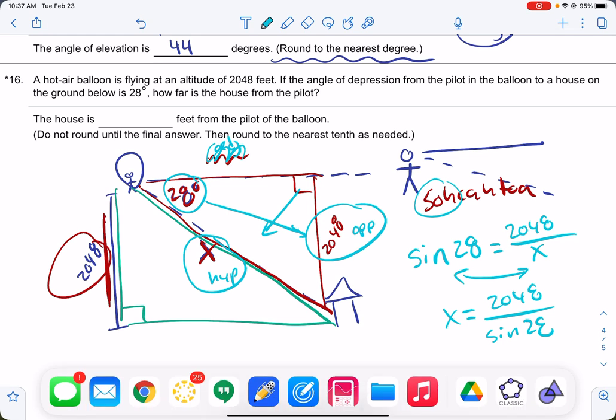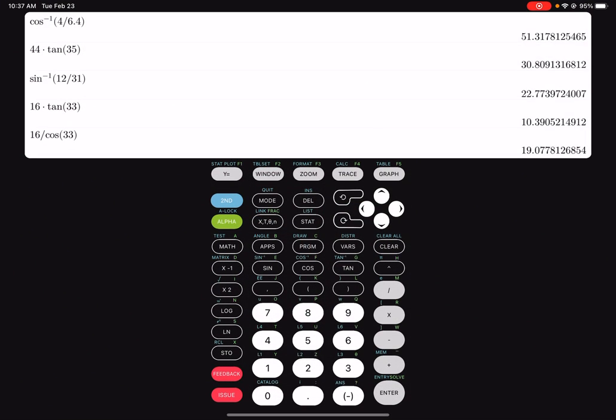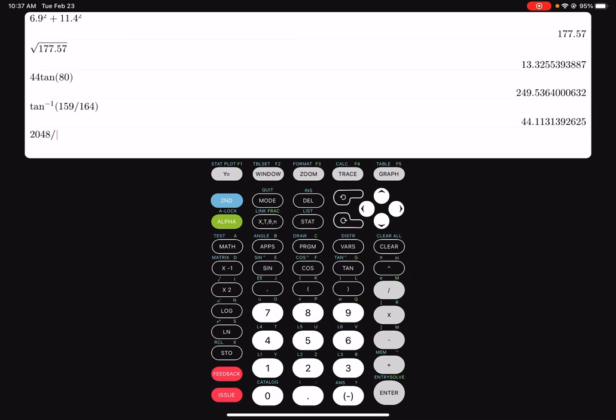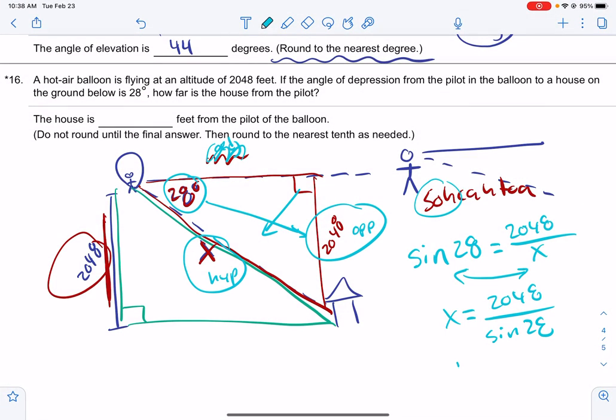You'd plug that in your calculator. So 2048 divided by the sine of 28, and you get 4632.35. But before I type that in, round to the nearest tenth, which is right there. So 4632.4 would be my answer. That's how far away the balloon, the guy in the balloon, is from the house, okay?